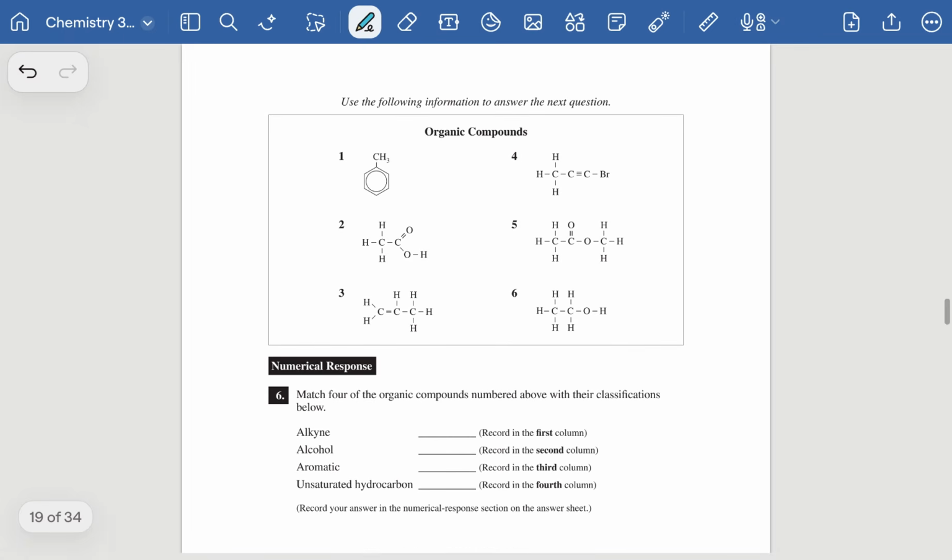If you're an alkyne, you're looking for a triple bond within the main chain, so number 4. An alcohol, an OH group on the main chain, just knowing that you can't pick number 2 because this is actually a carboxylic acid. To be aromatic, you must see the benzene ring, so number 1, and an unsaturated hydrocarbon. Here, you could pick more than one, so number 3 or number 4. So anything that had a double or triple bond in the main chain.